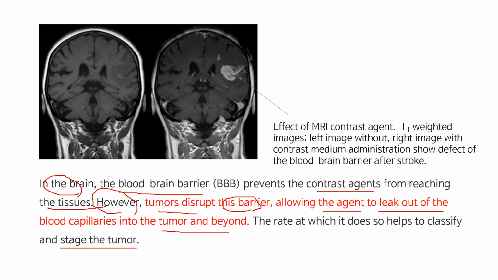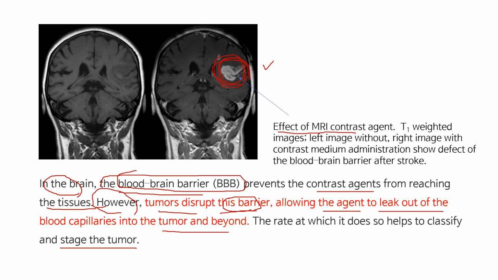So you can see here, this is the tumor site, and the tumor site absorbs the contrast agents, but other tissues do not absorb the contrast agent due to the blood-brain barrier. But tumor tissue disrupts this barrier and absorbs the contrast agent, and in the MRI image, this part looks brighter than other tissues.